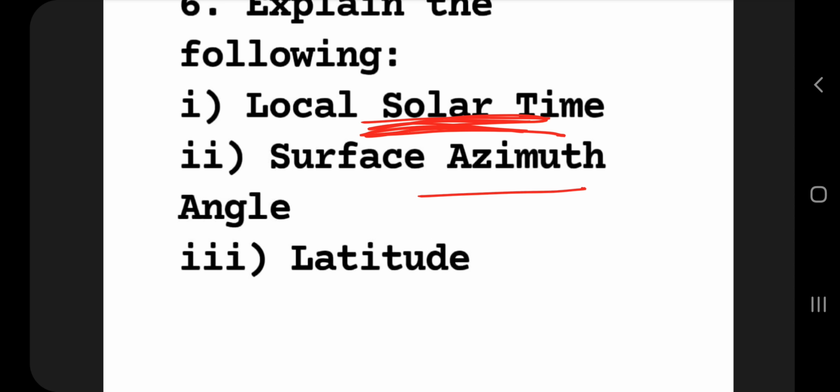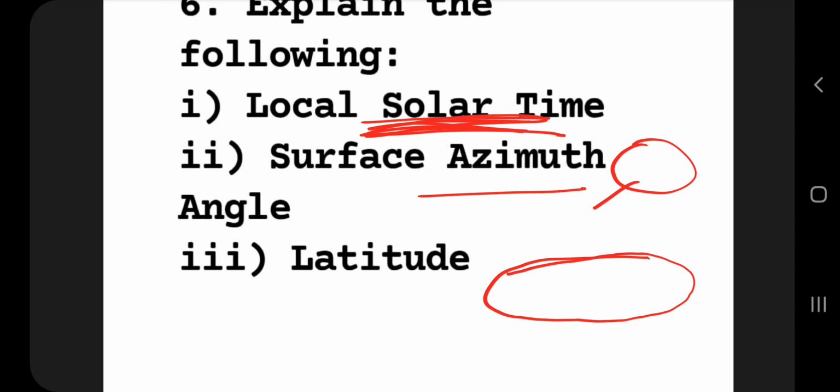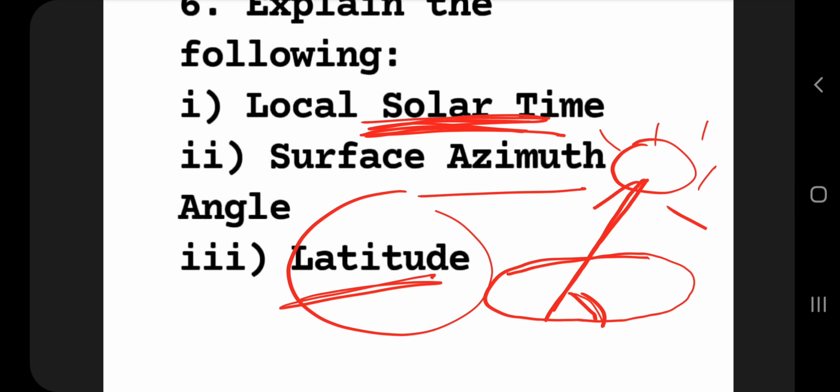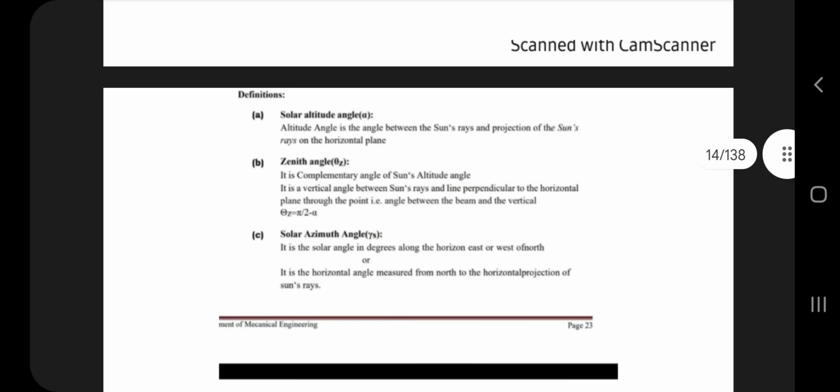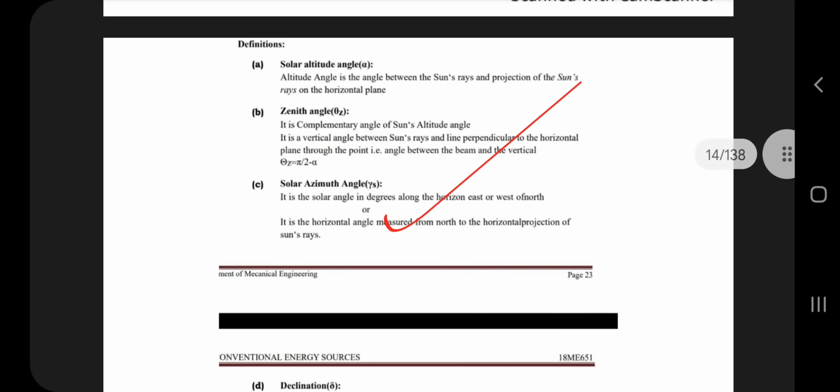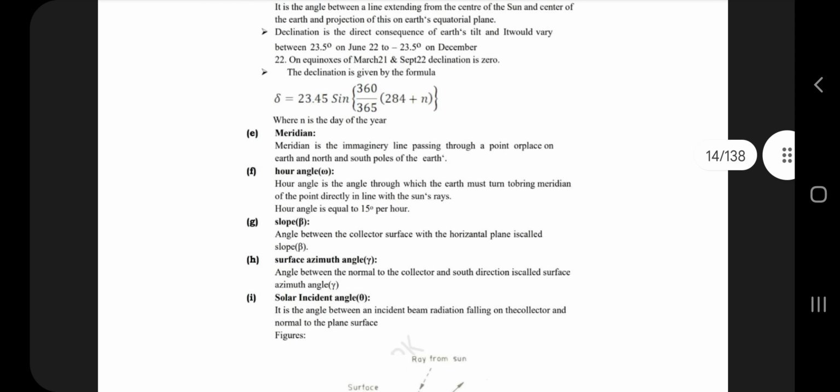Surface azimuth angle. Surface azimuth angle is, there is a surface here and the sun is present here. Okay, and whenever you draw a line between the sun rays and the surface, at that time some angle is formed, right? That angle is called as surface azimuth angle. Latitude, you all know what is latitude. The lines drawn in the earth like this, these are known as latitudes, right? That's only latitude. So if you want the exact definition and the key points you can go through here, but what I told is just the key points, how you can remember those things.